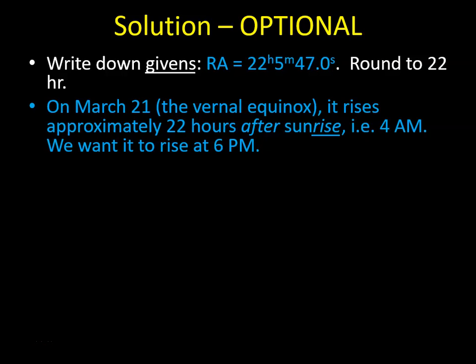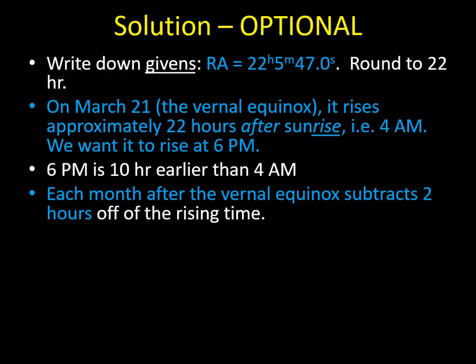First, you consider the fact that on March 21st, it would rise 22 hours after sunrise. That is, at 4 a.m. But we want to see it at 6 p.m. Well, 6 p.m. is 10 hours earlier than 4 a.m. So what does that mean?